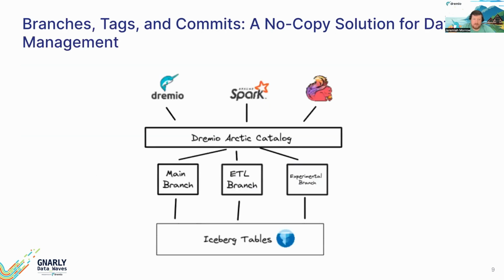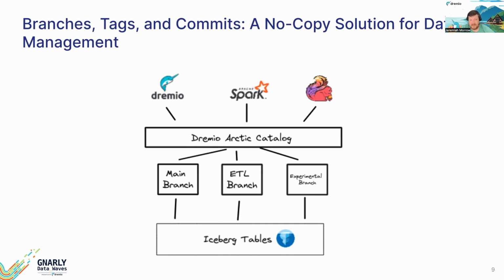Another really important concept in this is the idea that branches, tags, and commits are a no-copy solution for data management. Data copies represent one of the biggest risks in delivering a consistent view of the data. So while many other systems create separate copies of data and folders to represent different versions, Dremio Arctic uses this idea of snapshots to represent the complete state of a table at a particular point in time.